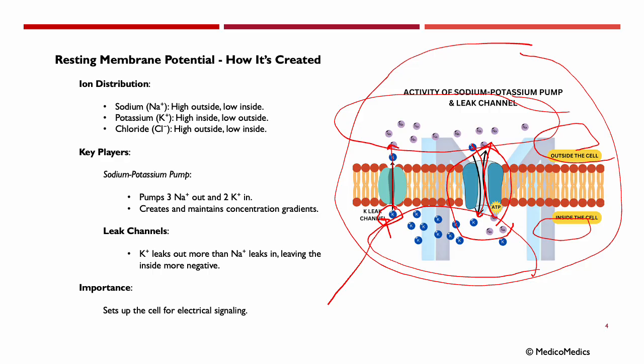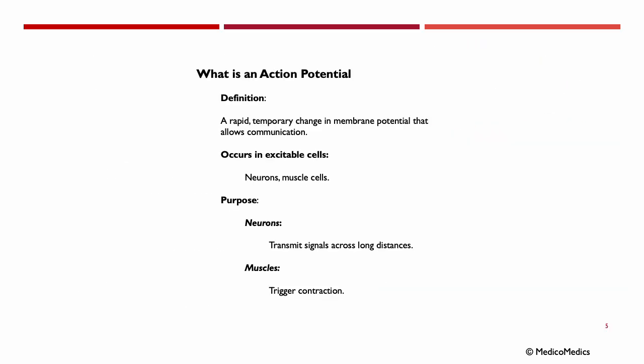Now, once the resting potential has been established, how do cells use it to send signals? Let's now move to explore action potentials. Now then, what is an action potential? It is defined as a rapid, temporary change in membrane potential that allows for communication. Essentially, the signal that is supposed to go off and send a message somewhere.